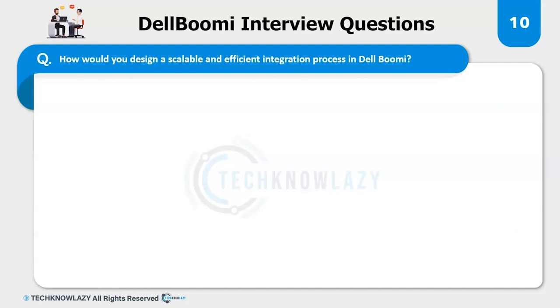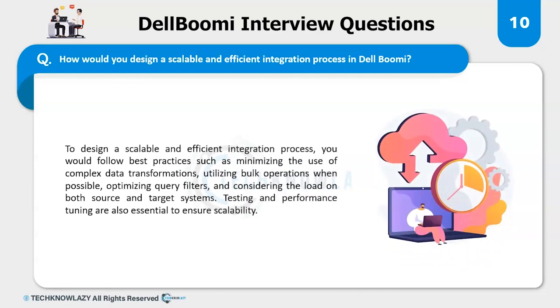How do you design a scalable and efficient integration process in Dell Boomi? The answer for this question is, to design a scalable and efficient integration process, you would follow best practices such as minimizing the use of complex data transformations, utilizing bulk operations when possible, optimizing query filters, and considering the load on both source and target systems. Testing and performance tuning are also essential to ensure scalability. So that's how you can design a scalable and efficient integration process in Dell Boomi.